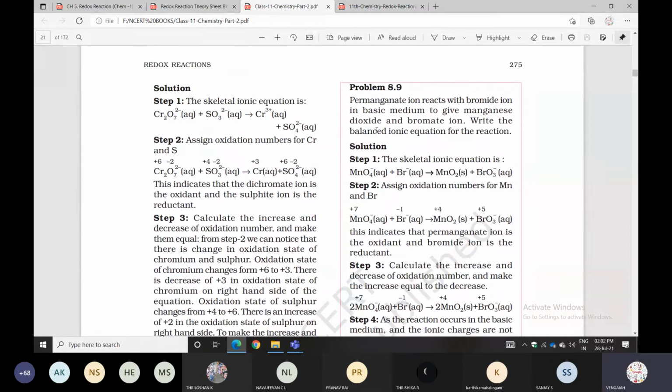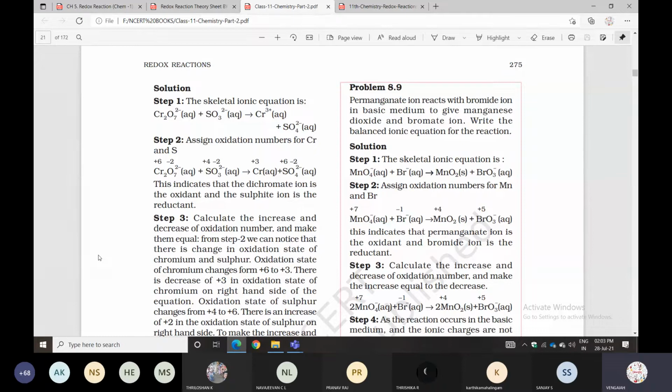Question, listen here. Permanganate ion reacts with bromide ion in basic medium to give manganese dioxide and bromate ion. Write the balanced ionic equation for the reaction. First step is to write the skeletal ionic equation. What is there? Permanganate ion. Actually, permanganate is KMnO4. Ion means loss of potassium. So that's why MnO4 minus. It reacts with bromide ion. Bromide is Br minus. It gives MnO2 plus BrO3 minus in basic medium.